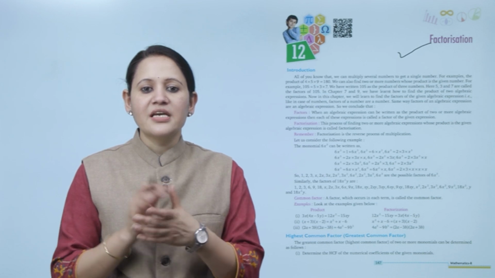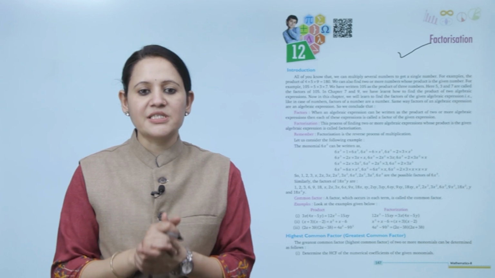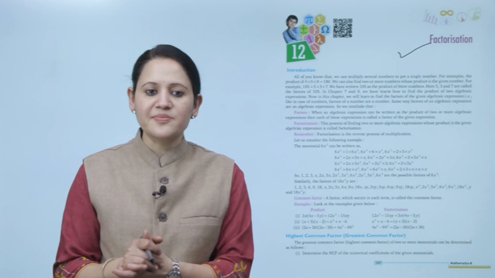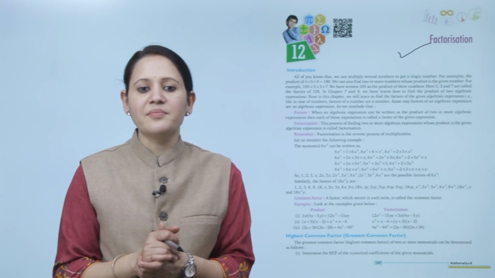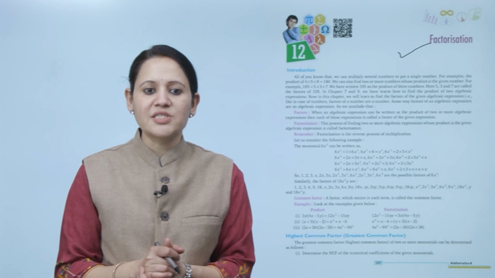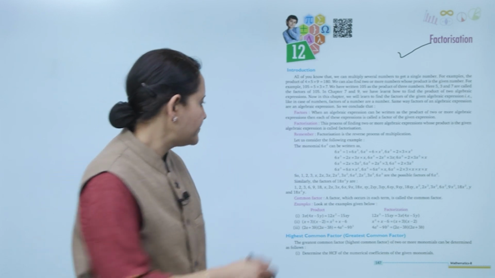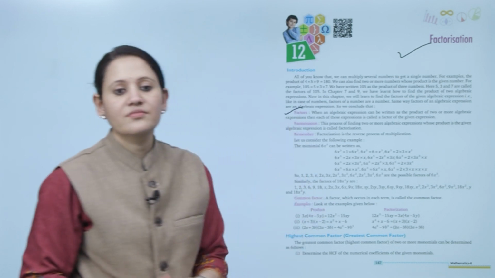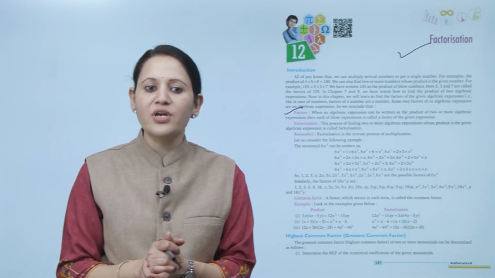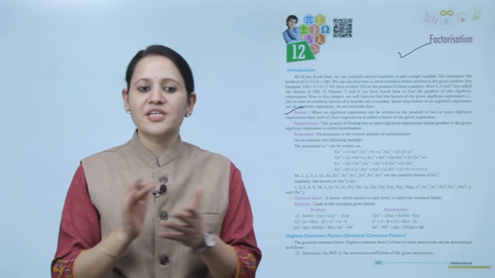In chapters 7 and 9 we have learned how to find the product of two algebraic expressions. Now in this chapter we will learn to find the factors of the given algebraic expression. Like the case of numbers, where factors of a number are numbers, in the same way factors of an algebraic expression are algebraic expressions. So, we conclude that when an algebraic expression can be written as the product of two or more algebraic expressions, then each of these expressions is called a factor of the given expression.